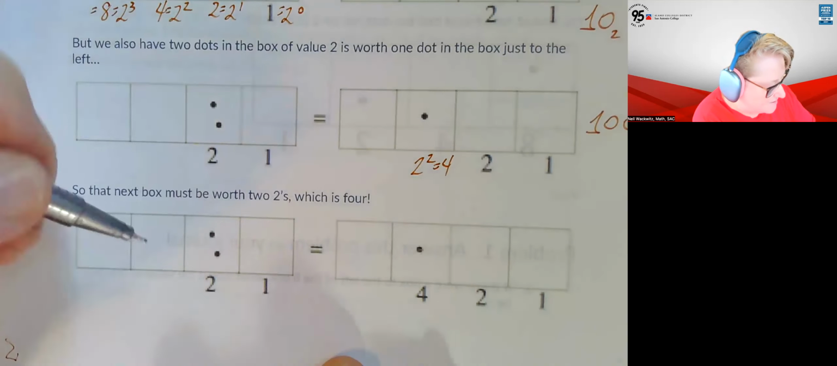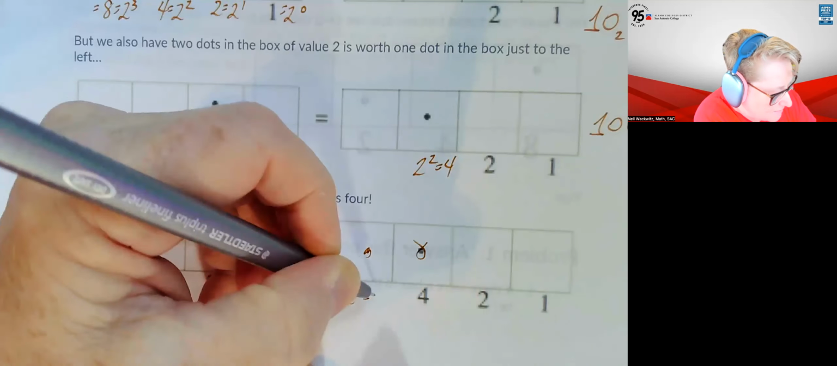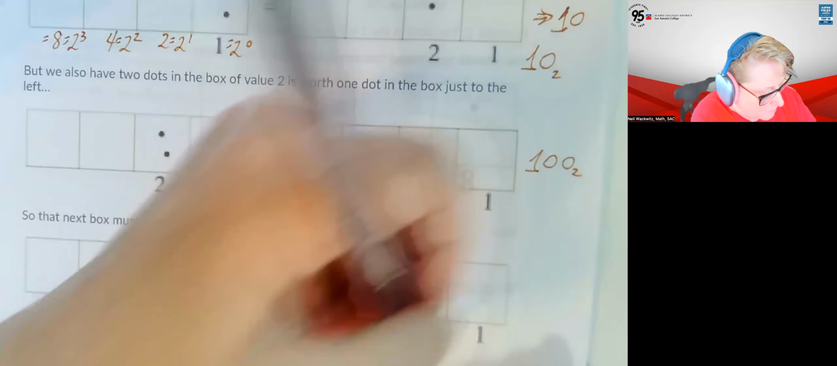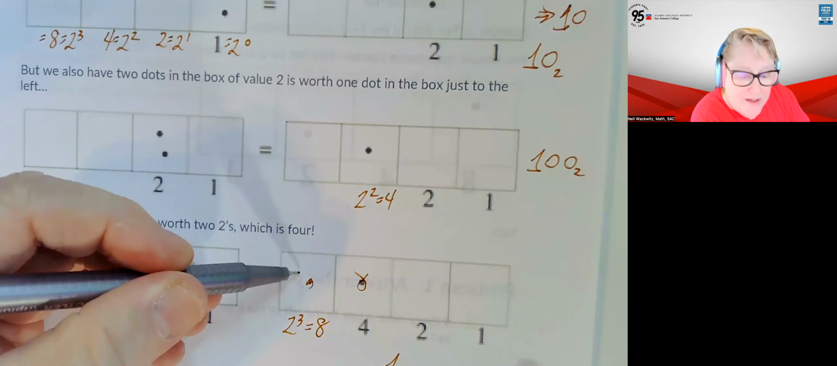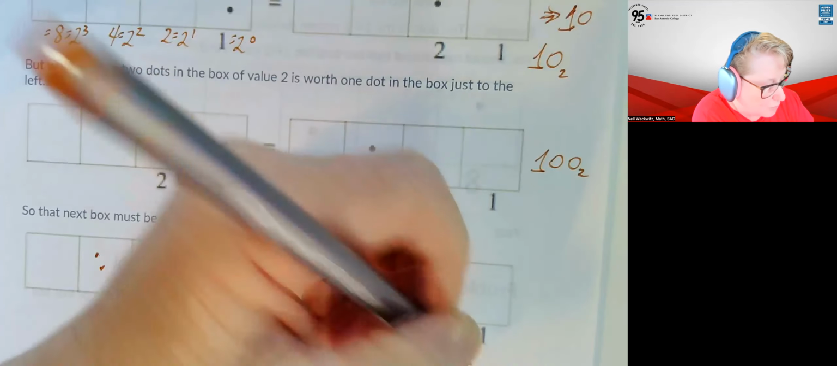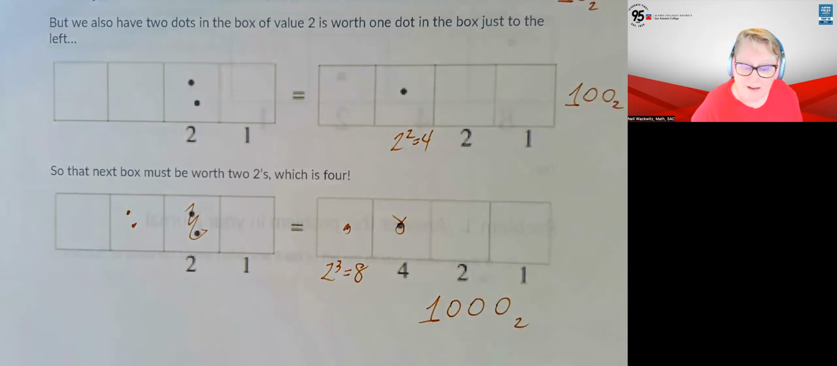And if we extend, 2 dots in the 4's place becomes 1 dot in the 2 cubed place, or the 8's place. So base 2, the number has 1 in the 8's place, and then 0 in the 4's, 0 in the 2's, 0 in the 1's. The number 1000 is just 8 base 2.